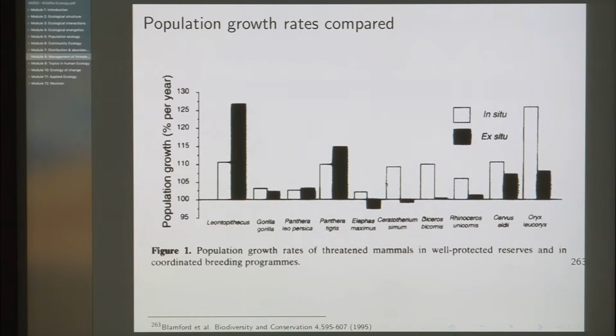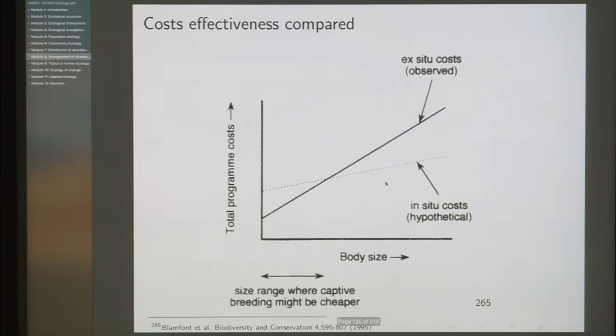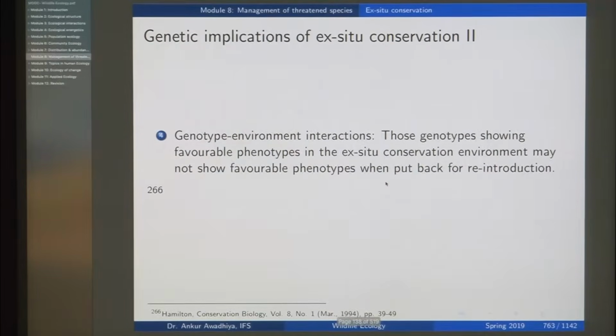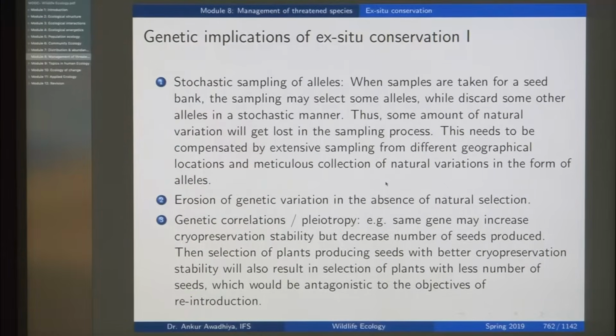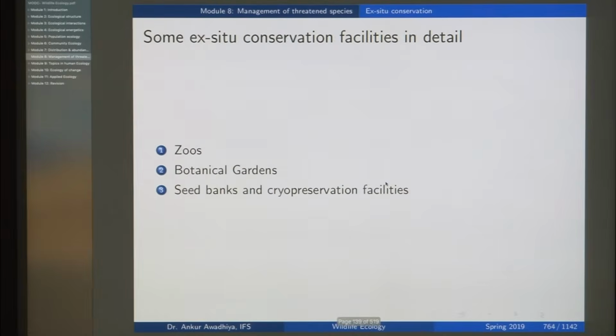Certain organisms can be very easily maintained in ex situ conservation, whereas certain organisms require more in situ operations. Then the costs are typically greater in the case of ex situ conservation. In situ is cheaper, and especially it is cheaper for the larger organisms. So, if we talk about larger organisms such as elephants, ex situ costs are much greater than the in situ cost. Next, we looked at genetic implications of ex situ conservation. You have stochastic sampling of alleles, erosion of genetic variation, there are pleiotropic effects, and there is genotype environmental interactions that can play a role.